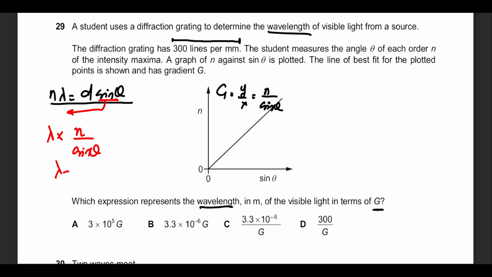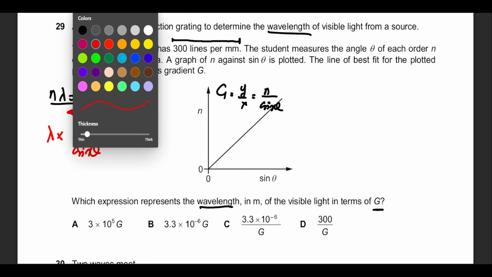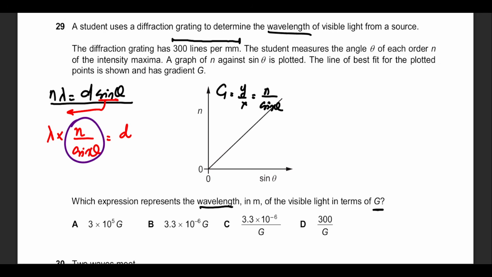So I'm going to change this representation. For example, this is equal to still d. We'll change this to be represented as capital G multiplied by lambda equals d. Now let's rewrite this equation over here. So this is lambda equals d divided by g.